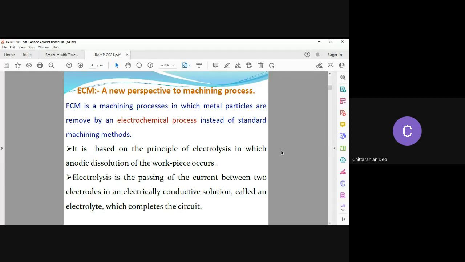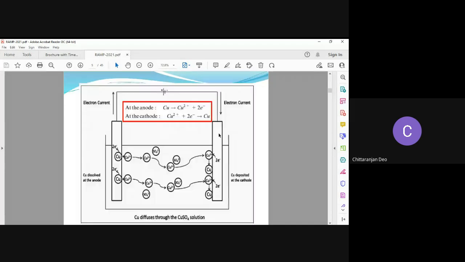I want to say more about this electrolysis, how it is happening. Electrolysis is the passing of current between two electrodes in an electrically conductive solution called an electrolyte, which completes the circuit. You can refer to this diagram. It is a simple example of the electrolytic process between an impure copper anode and a pure copper cathode in a solution of copper sulfate with a constant current source connecting the two electrodes.